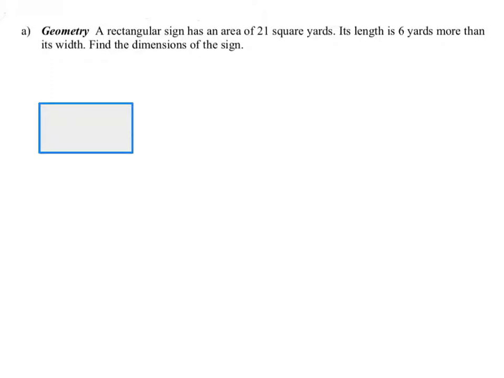I like to begin with a diagram where we can label the length and the width. The width we can say is x yards, and the length is 6 yards more than that, so we can label this as x plus 6. And we are given information about the area. We know that the area of a rectangle is equal to the length times the width, and the area given to us is 21, which is equal to the length of x plus 6 times the width of x.